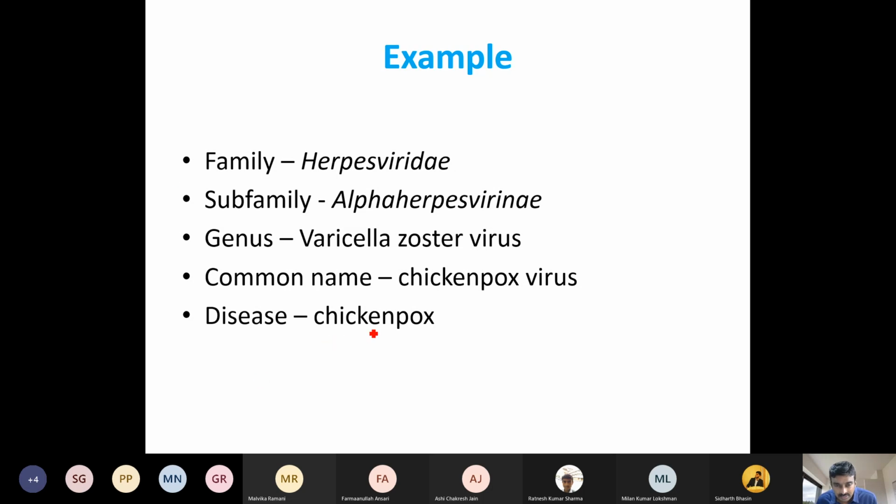Here's an example of what we commonly call chickenpox virus. Its actual name is Varicella zoster virus. That doesn't mean this is the genus and this is the species. It does not mean that. Some people think it's a genus and species name, but it's not a genus name and species name separately. This is not genus, this is not species. It's only one name.